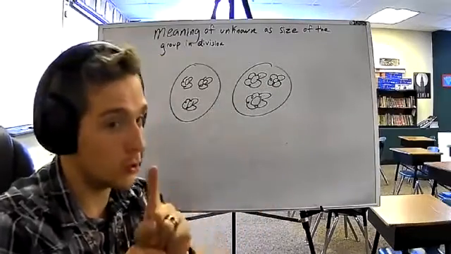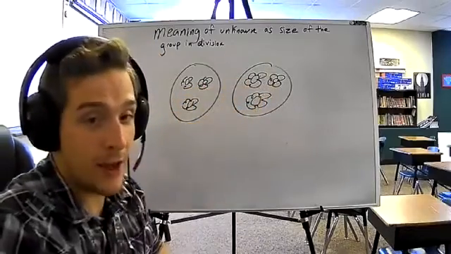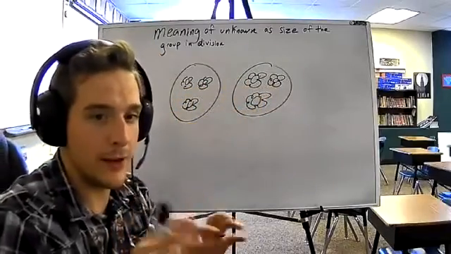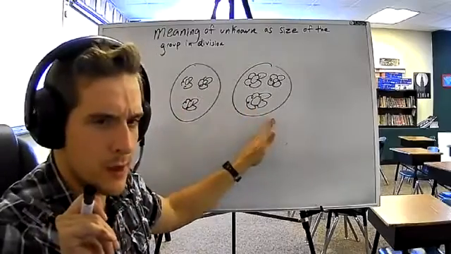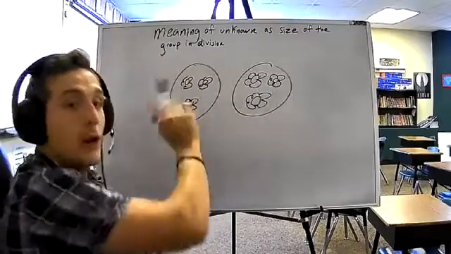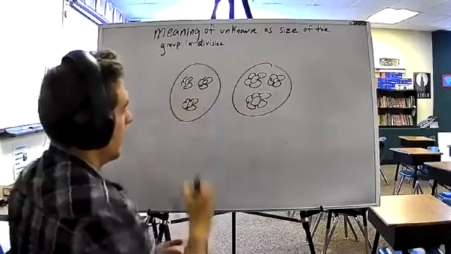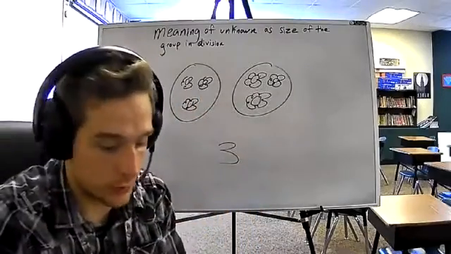So if I have a total of 6, 1, 2, 3, 4, 5, 6 flowers, and I'm taking that total and I'm splitting it into 2 equal groups, how many flowers are in each group? And then you can just count out one group and go 1, 2, 3. And your answer would be, there are 3 flowers in each group.